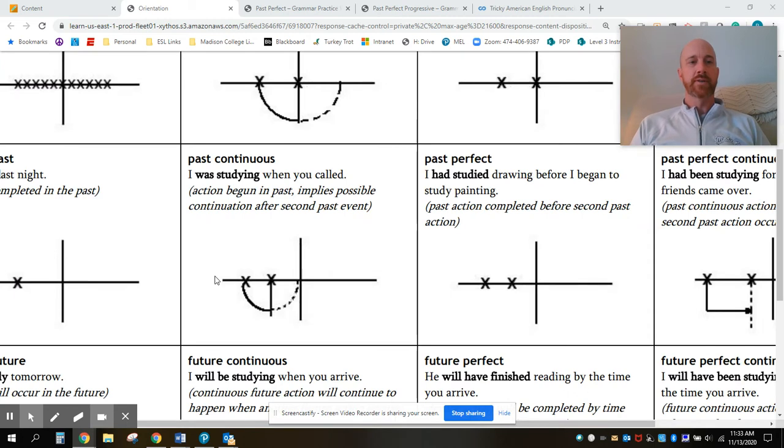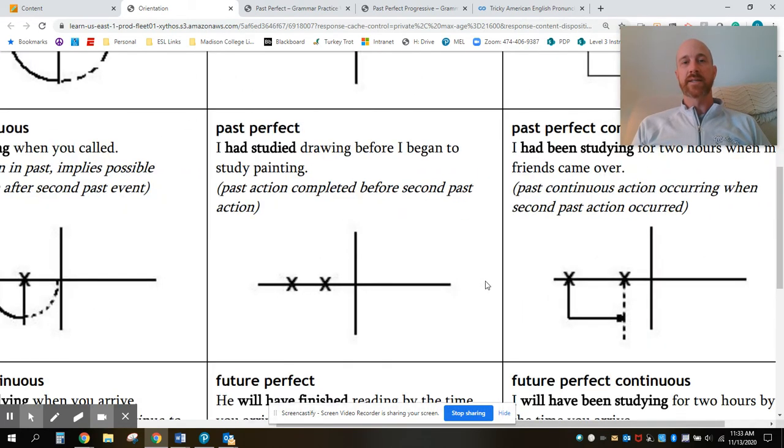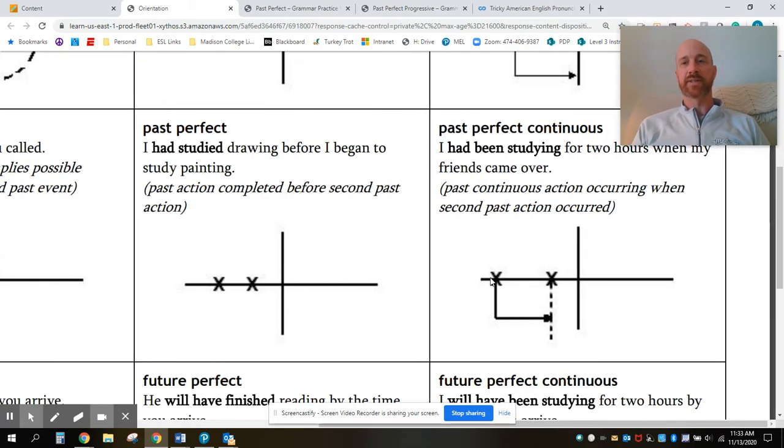And so as a quick review, we use the simple past when we want to talk about actions that were completed in the past at a specific time. So Juan moved to Madison in 2017. The past continuous is used when we want to talk about two past events, and it shows that one event was in progress when the second event occurred, but the event that was in progress is likely to continue past the second one. Today's focus is the past perfect and the past perfect continuous.